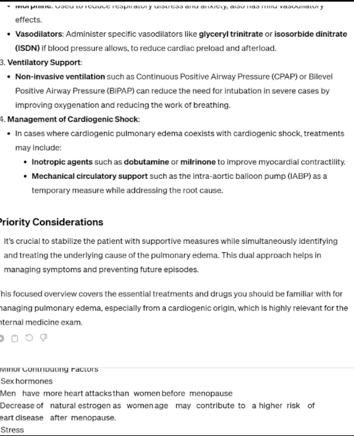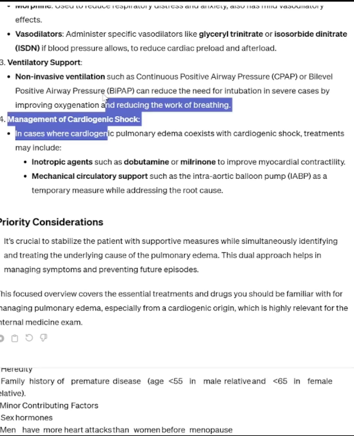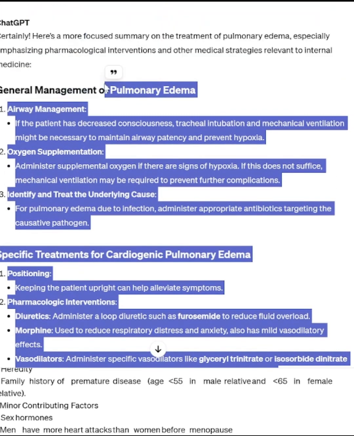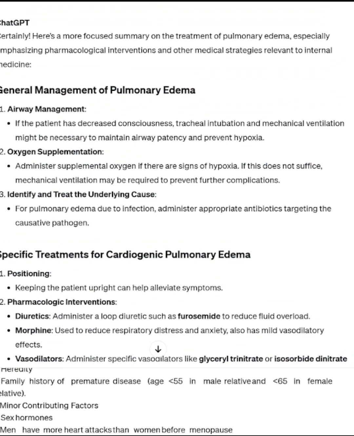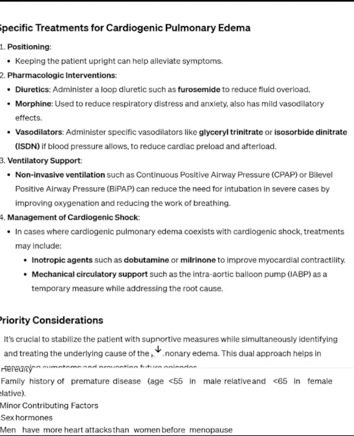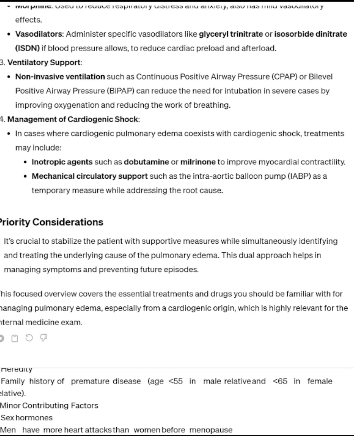3. Identify and treat the underlying cause. For pulmonary edema due to infection, administer appropriate antibiotics targeting the causative pathogen. Specific treatments for cardiogenic pulmonary edema. 1. Positioning. Keeping the patient upright can help alleviate symptoms. 2. Pharmacologic interventions. Diuretics. Administer a loop diuretic such as furosemide to reduce fluid overload.